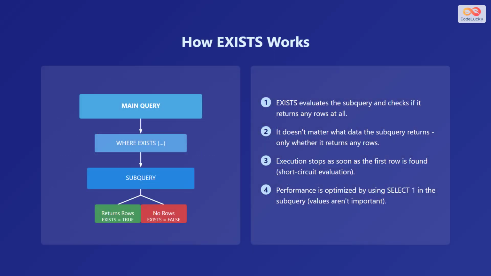Let's take a look at how exists works. First, exists evaluates the subquery and checks if it returns any rows at all. It doesn't matter what data the subquery returns, only whether it returns any rows. The execution stops as soon as the first row is found. This is called short-circuit evaluation. Performance is optimized by using select 1 in the subquery, because the specific values aren't important. What matters is if there is at least one row that is returned.